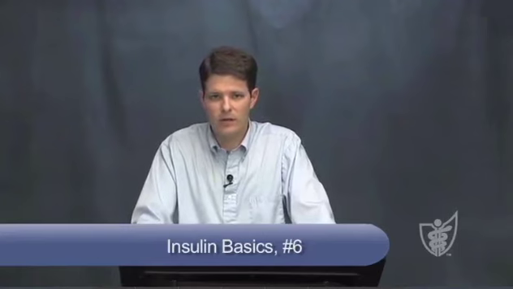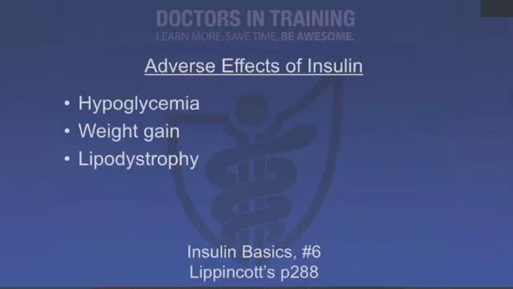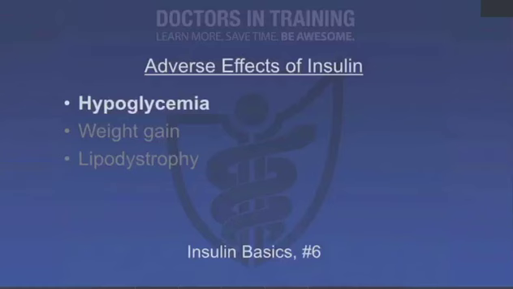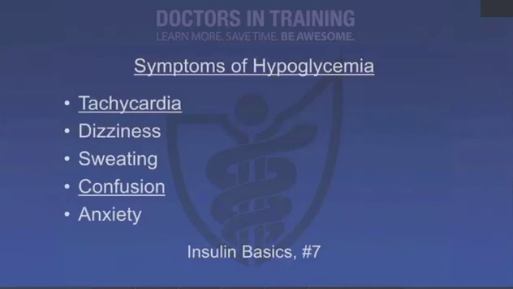Let's also talk about the adverse reactions associated with insulin. What are the adverse effects of insulin? The three things I want you to remember are hypoglycemia, weight gain, and lipodystrophy. We'll talk about each one of those individually. First of all, hypoglycemia, low blood sugar. Obviously, if you give insulin, it's going to drive the blood sugar down. Well, this causes symptoms of tachycardia, vertigo or dizziness, diaphoresis, which is sweating, and also confusion and anxiety.